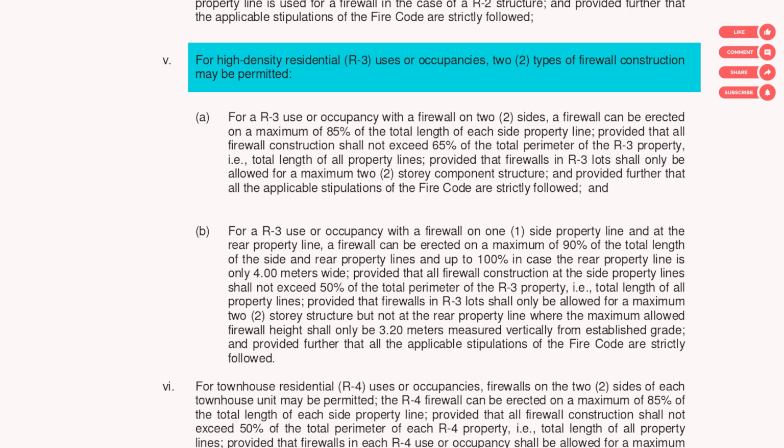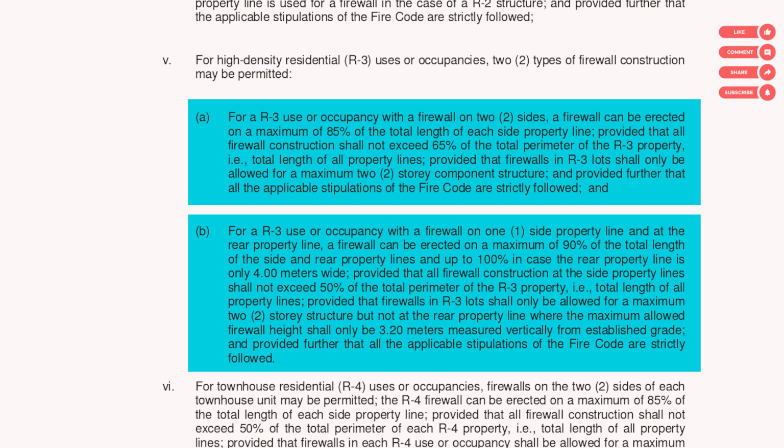For R3, you have two maximum configurations that are allowed. You have option A, option B. For option A, two sides. For option B, side and rear. Ayan. So in option A, two sides. Option B, side and rear.